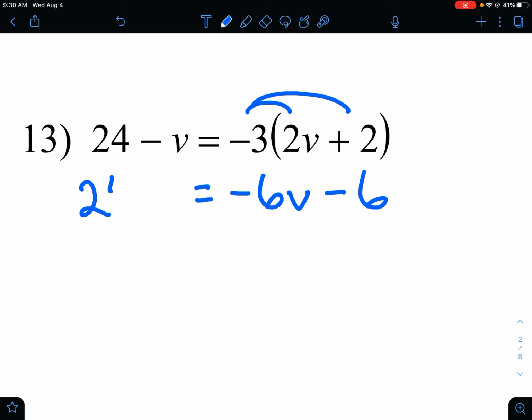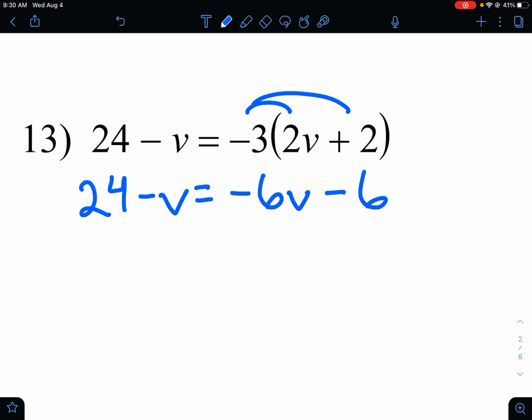Then I can just drag this down, and when you have the same variable on both sides of the equation, typically what you want to do is get all of the variables on the same side. So you're going to combine like terms. I've got to bring one of these v's over. It doesn't matter really which side you get it on. You just need to get it on one side of the equation. So I'm going to move this -6v over.